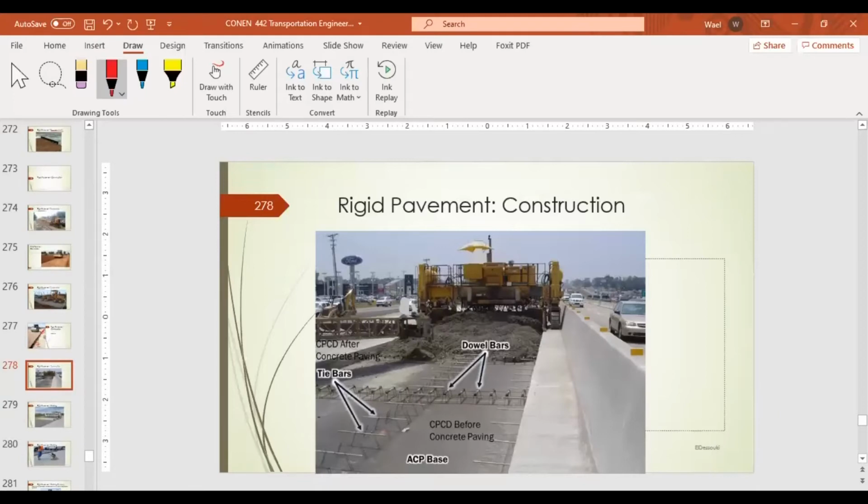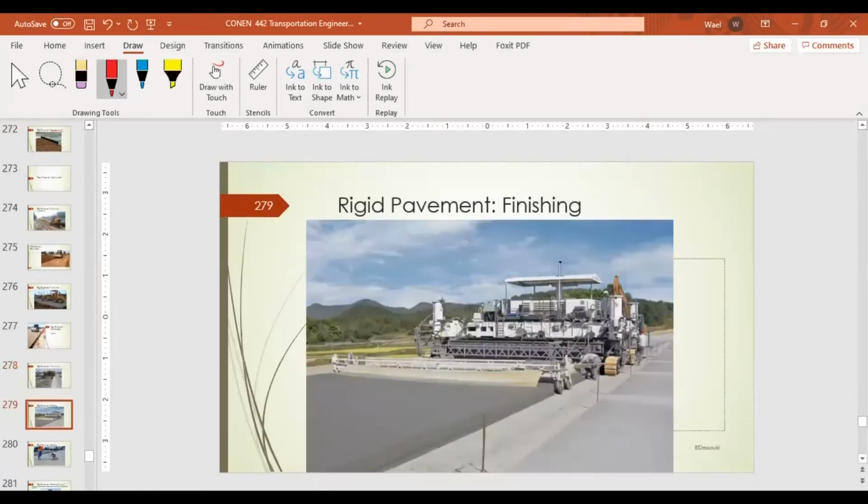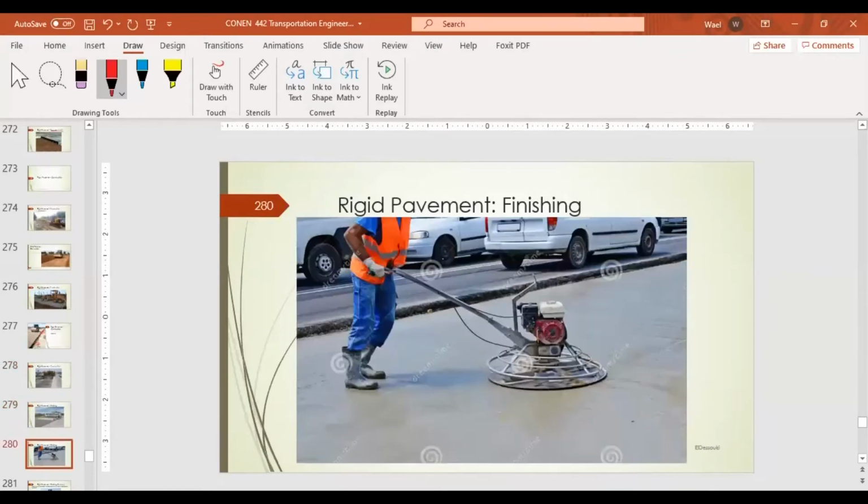Then after that, we lay the dowels, and these are the tie bars, and these the dowels longitudinal, and this is the machine that usually we use in laying the concrete on the road. Then this is another machine that is laying and finishing at the same time, and sometimes we use this machine for finishing the rigid pavement, the concrete.